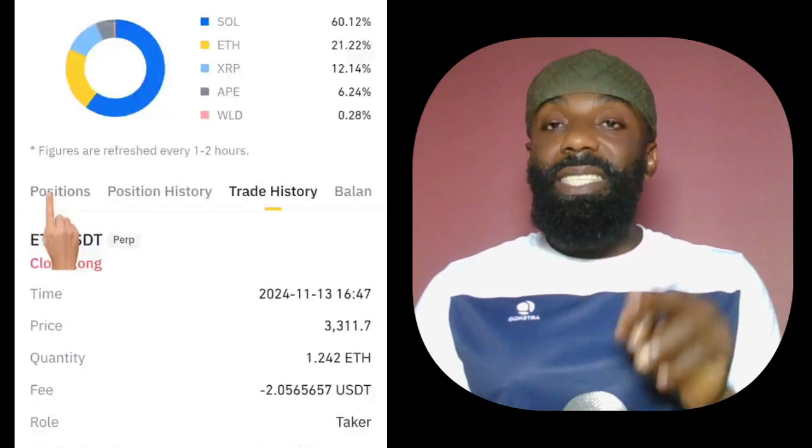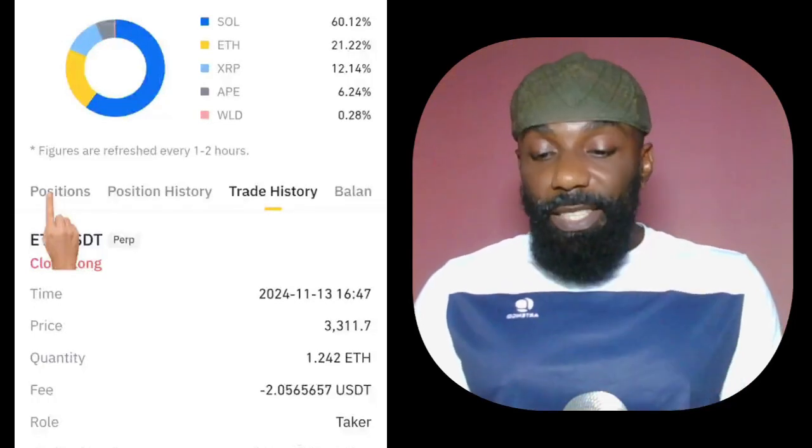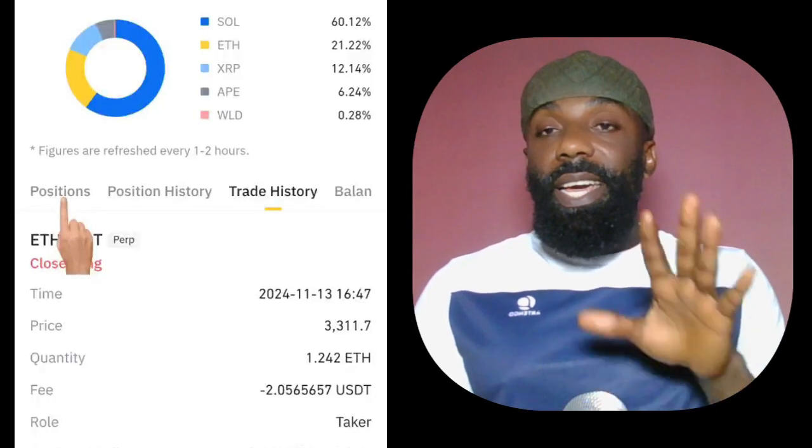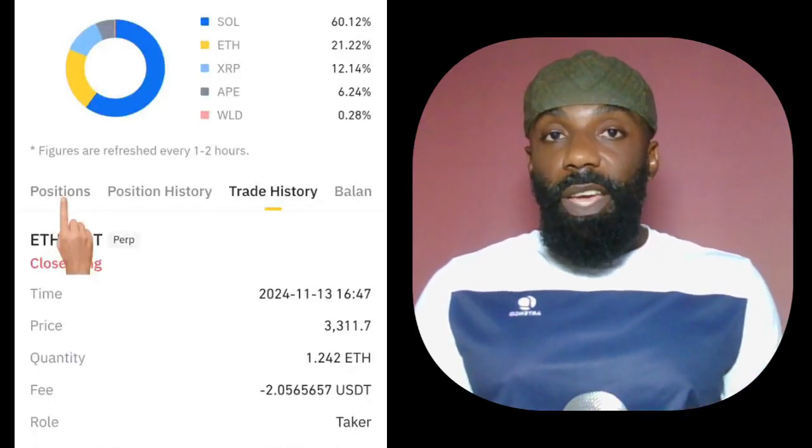be able to see this except you start following the person. That is when you'll be able to see the current position or the current trade that the trader is in. Okay, I hope you got that.